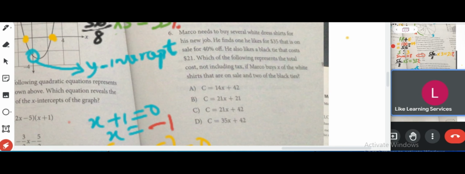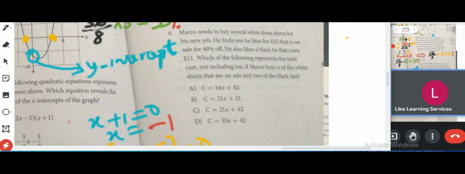He buys X number of shirts. How many shirts? X, right? Yes. And then he buys only one tie. What's the value of the tie? The black tie is $21. And he buys just one of it. So that $21 should stand alone without X attached to it because it's only one, it's a constant.